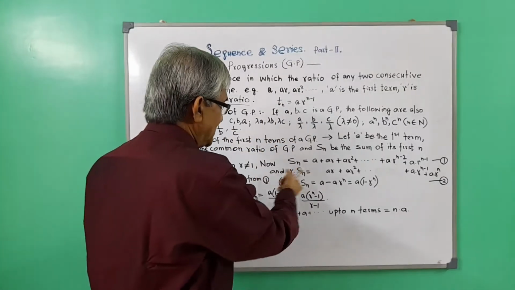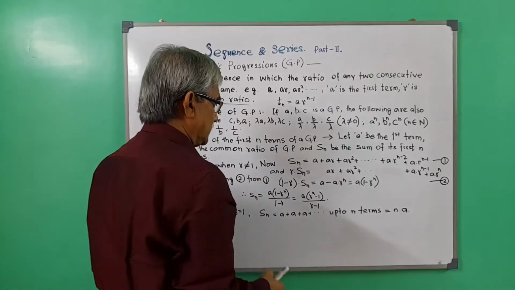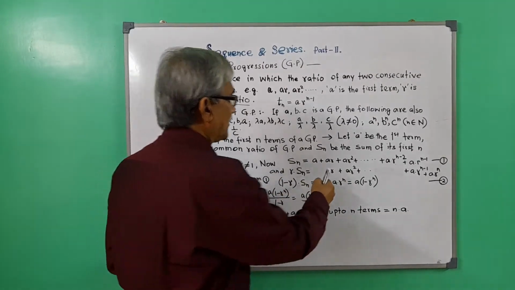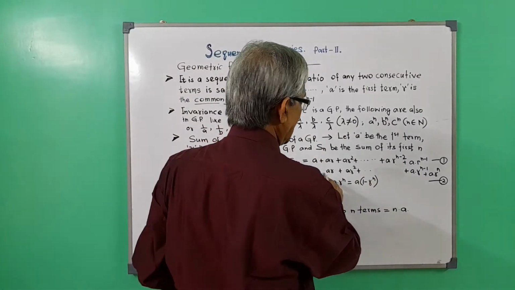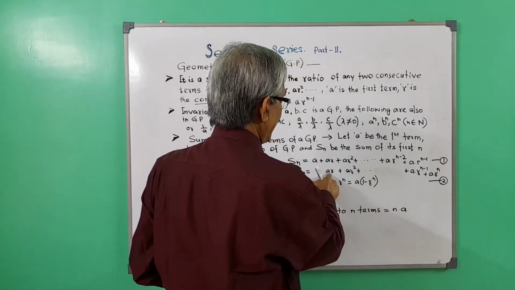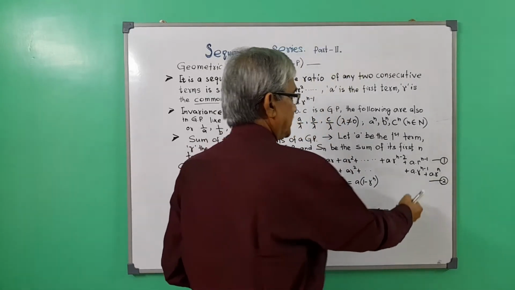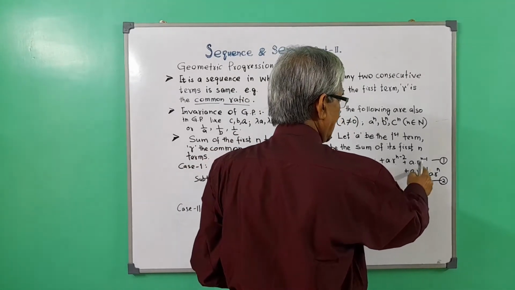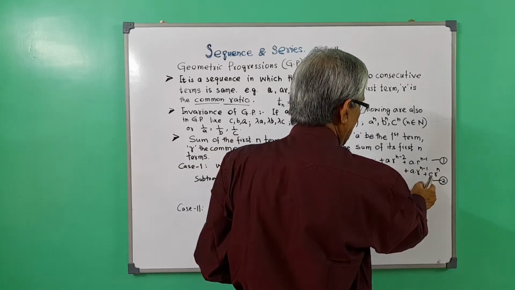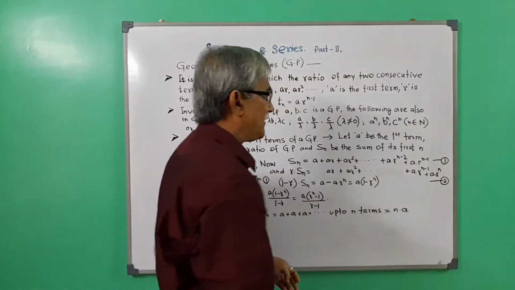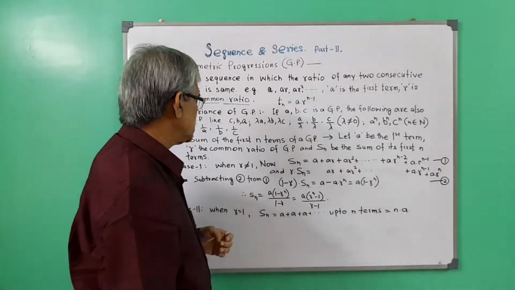And if we multiply both sides by r, then r into Sn is equal to AR. We are shifting one term to the right side. So A becomes AR, AR becomes AR square, and this way, finally it becomes A into r to the power n minus 1, and this term multiplied with r becomes A into r to the power n. Let it be equation number 2.